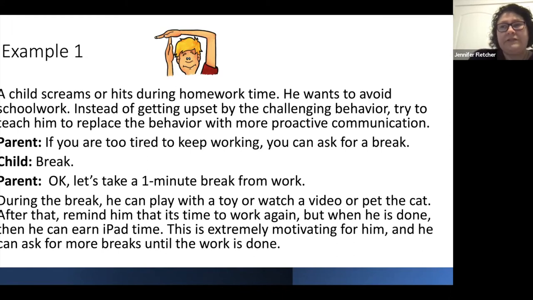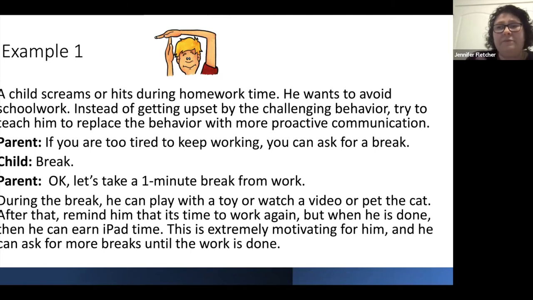So it is very important, when you're trying to teach him communication, to recognize that in this case the function of the behavior is avoidance. He wants to get out of doing homework. So we're not letting him get out of homework completely, but we're teaching him that instead of engaging in hitting, he can go take a break, come back, do a little bit more, take a break, come back, do a little bit more. So he's learning to communicate that he needs a break instead of hitting. So that's the replacement behavior.